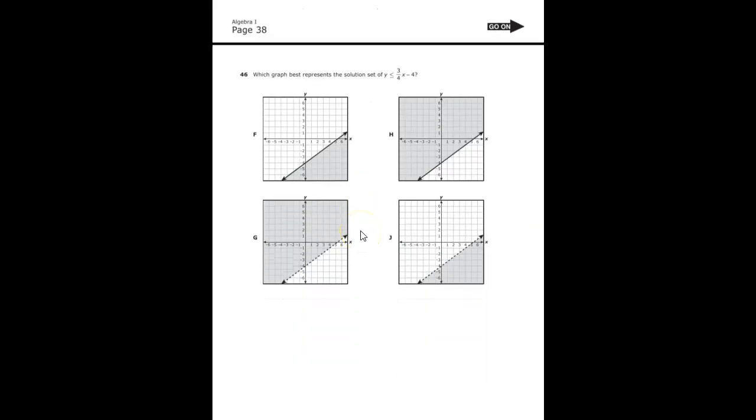Number 46. y is less than or equal to 3 over 4x minus 4. So we're going to just cross out the ones with dotted lines, since this is less than or equal to. And whenever you have less than or equal to, it is going to be the region below the line. This is linear, so the region below the line.